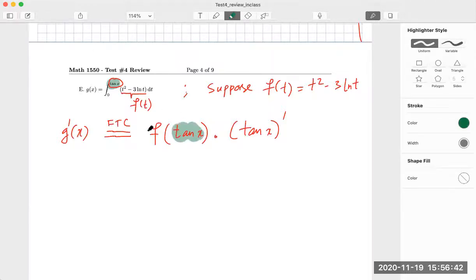We just evaluate the function at the bounds here, right? And multiply with the derivative of the upper bound here, the chain rule. And here, f of t is t squared minus 3 ln t. In our case, we need to evaluate the function at f of 10x. So from this, what do we have here? What is f of 10x? 10x squared minus 3 ln 10x.